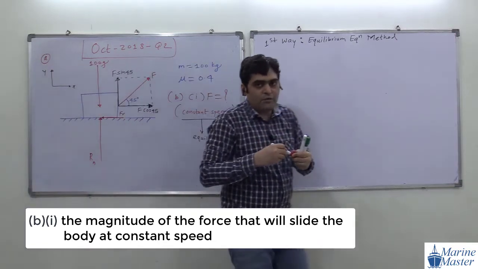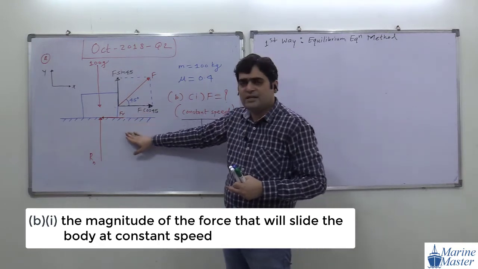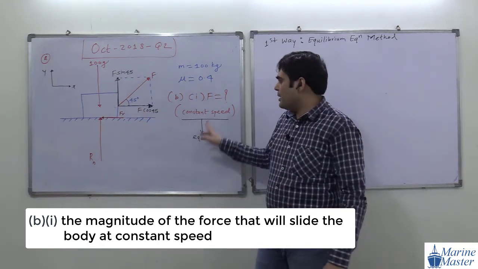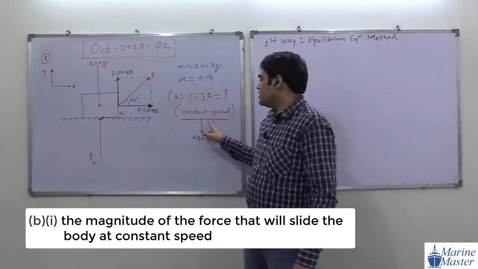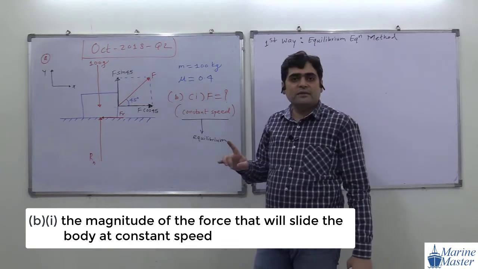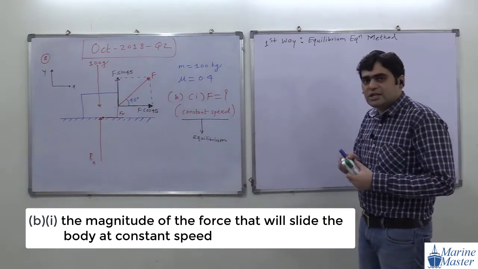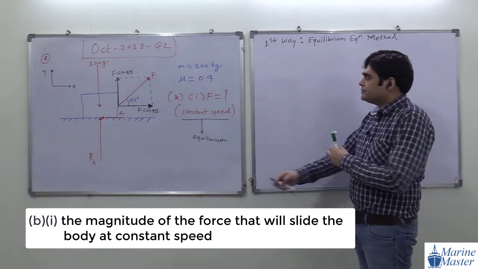Okay. Now what is our target in the first part, guys? B's first part. The A part is the answer we already found. In B's first part, we have to find the value of F for the constant speed. Now how do we find this F? Try to see the scenario.